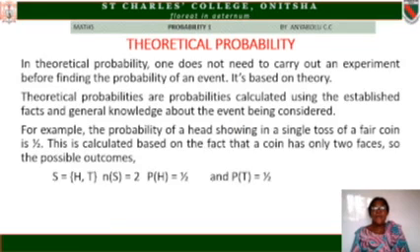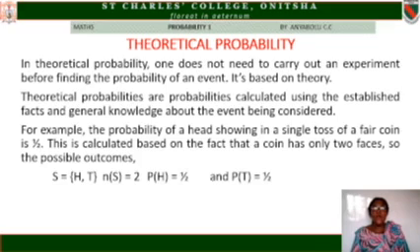The second type of probability is theoretical probability. In theoretical probability, one does not need to carry out an experiment before finding the probability of an event. It's based on theory. Theoretical probabilities are probabilities calculated using established facts and general knowledge about the event being considered. For example, the probability of a head showing up in a single toss of a coin is half. This is calculated based on the fact that a coin has only 2 faces.